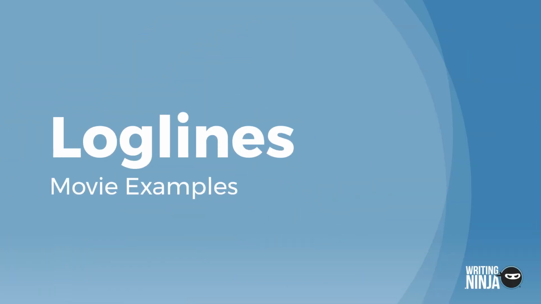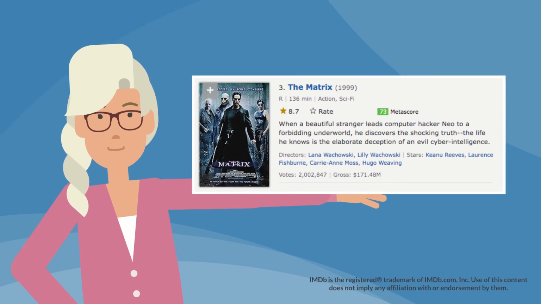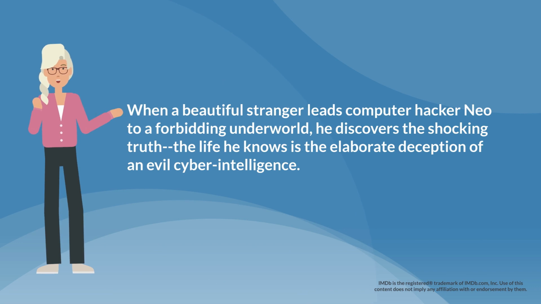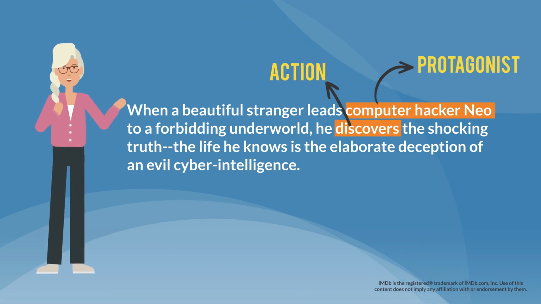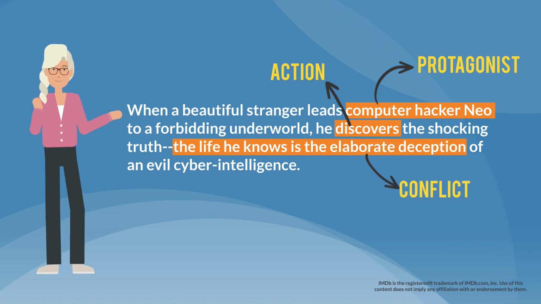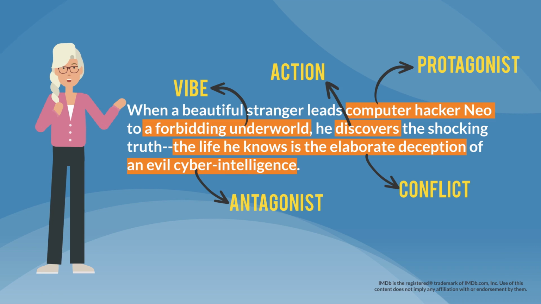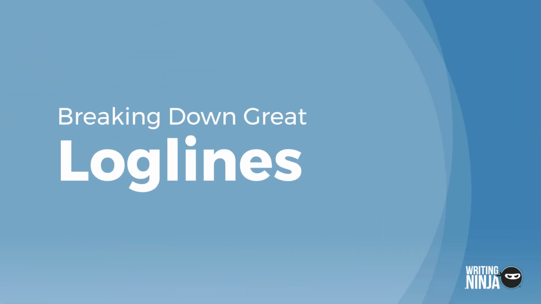So let's take a look at some movie loglines. Here's a logline for the original Matrix. It packs a whole lot of important story elements into a deceptively simple line. It conveys who the story's about, what he's doing, the movie's conflict, the story's vibe, and its antagonist, all in a single sentence. So now let's break down what makes a logline great.